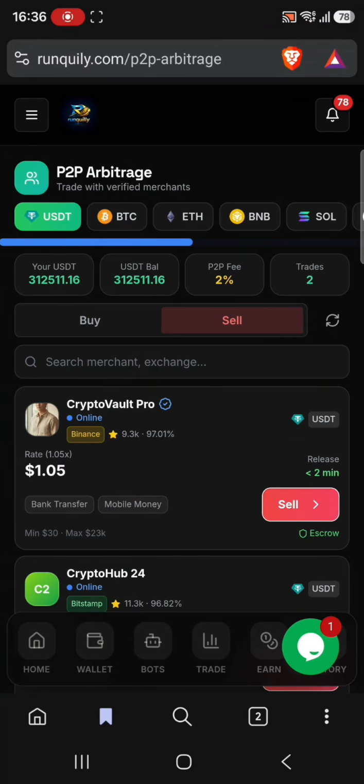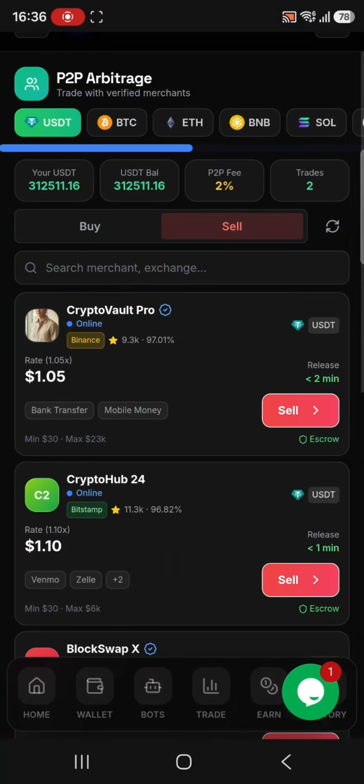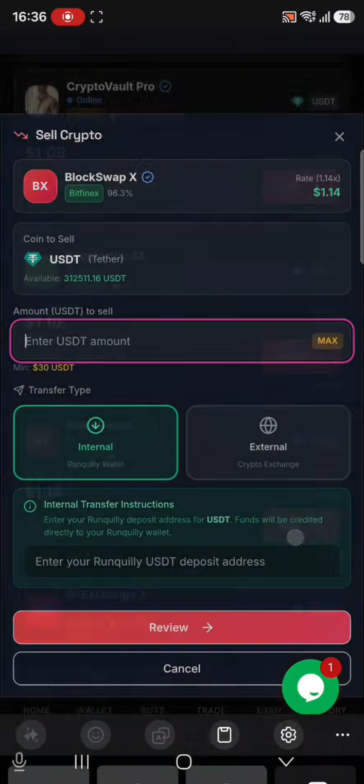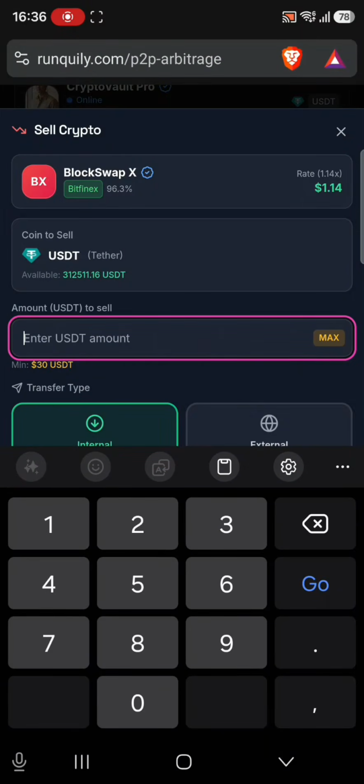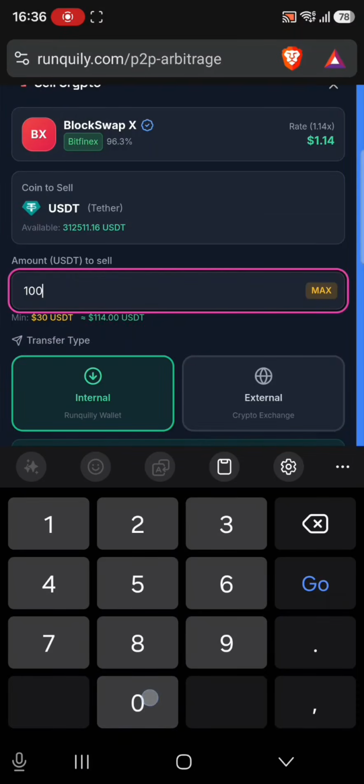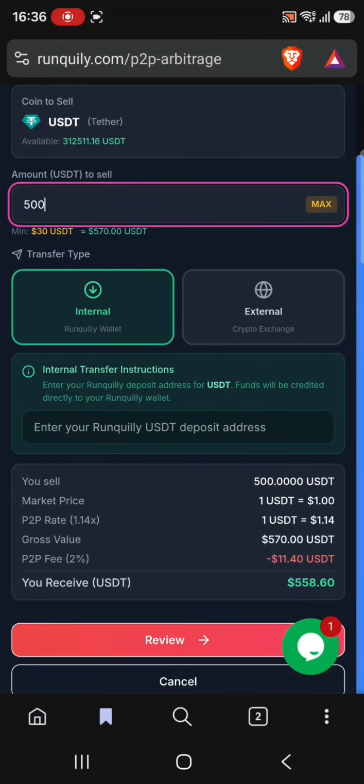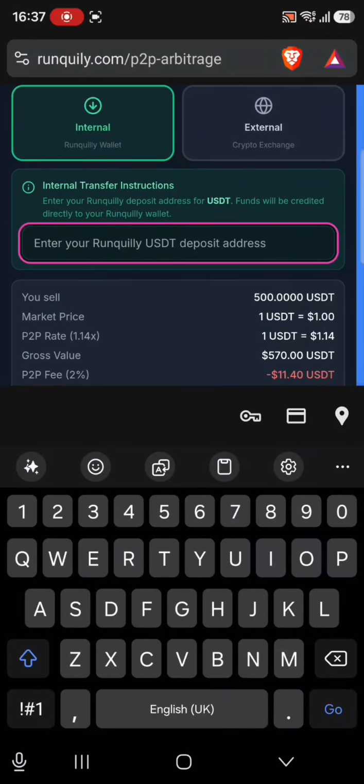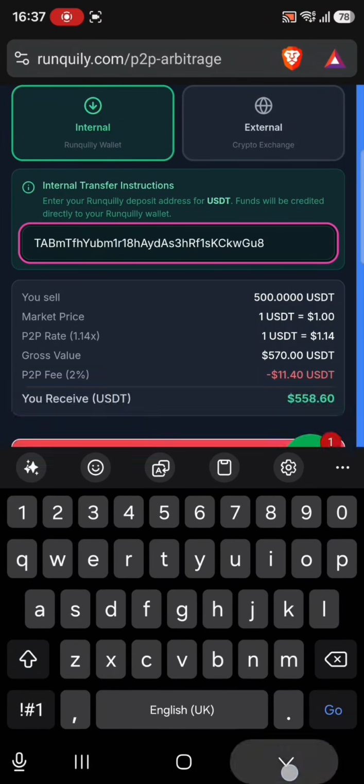As I told you, we are selling. Then you click on the best rate. So let's sell with a rate of 1.14. It is Blockswap again. So we'll be trading arbitrage with 500 USDTs. So as I said, it is an internal arbitrage opportunity. So I'll click on internal and paste my Ranquilly address. You can see, enter your Ranquilly USDT deposit address. So I just paste the address here.